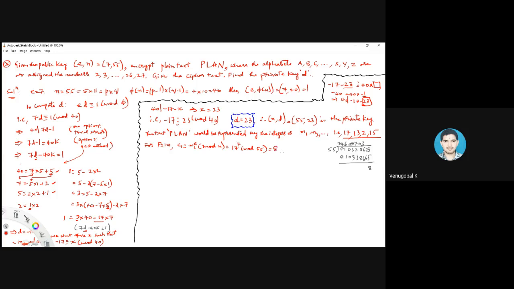So what will be the text? C1 equal to 8, which is equal to A, B, C, D, E, F, G. G is the seventh letter, so it will have the number 8, right? Since it is starting from 2, G.